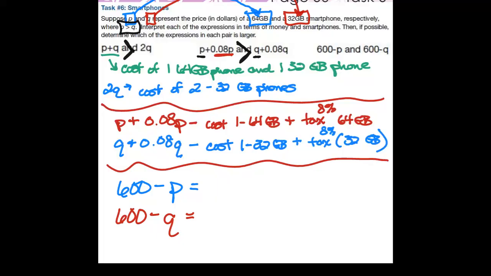If P is a price, Andrew, and we have 600 minus P, what does that expression represent? Did you hear me? I'm talking to Andrew, right behind you. What is 600 minus P? If P is a price and there's 600 and you're subtracting the price from it, what is 600?